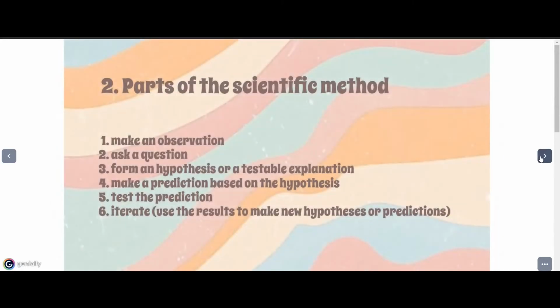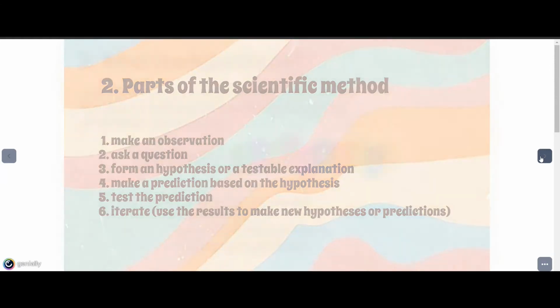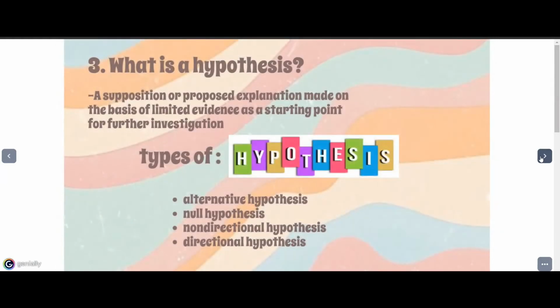2. Parts of the scientific method. 1. Make an observation. 2. Ask questions. 3. Form a hypothesis or a testable explanation. 4. Make a prediction based on the hypothesis. 5. Test the predictions. And 6. Iterate. Use the results to make new hypotheses or predictions.